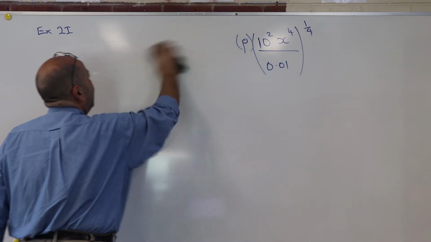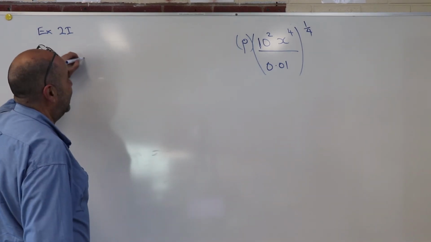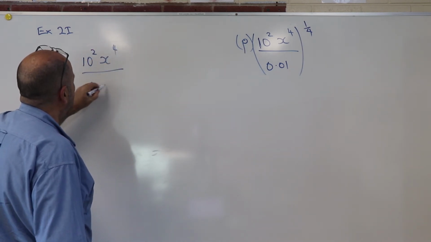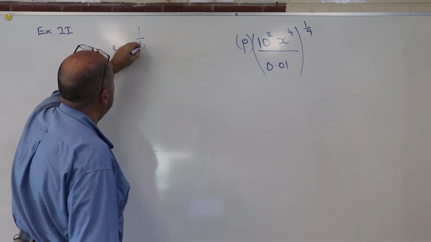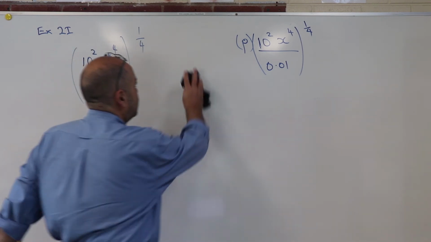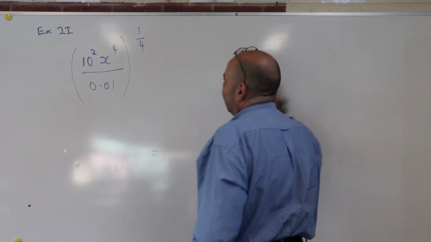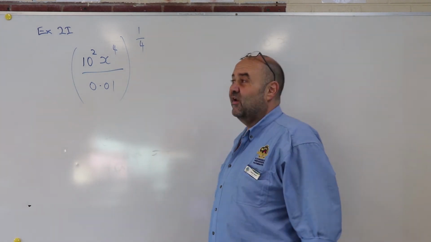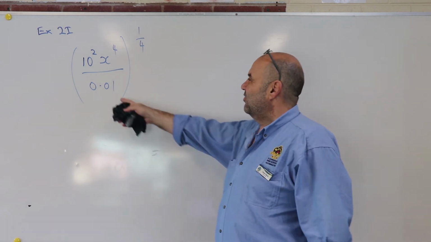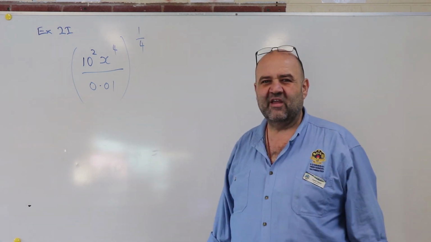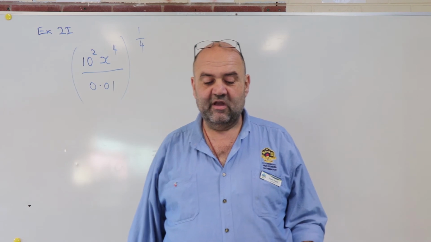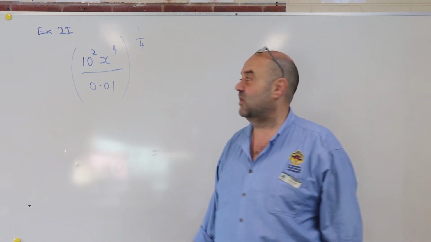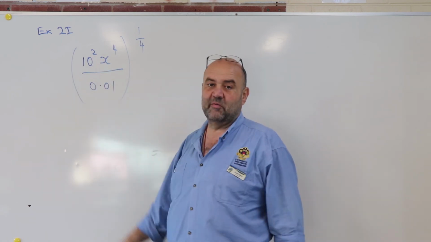Okay, so part P, we've got 10 squared x to the 4 over 0.01 to the power of 1/4. Now, as I said, there's a fair bit in this one. In fact, there's a lot in it. Let's do one at a time. What's this 0.01 thing? Now remember, you're meant to be doing these, if possible, without a calculator. So we don't want to go, well, 10 squared divided by 0.01.